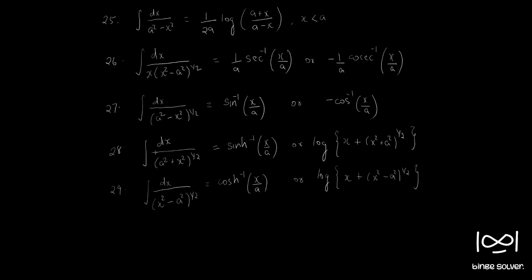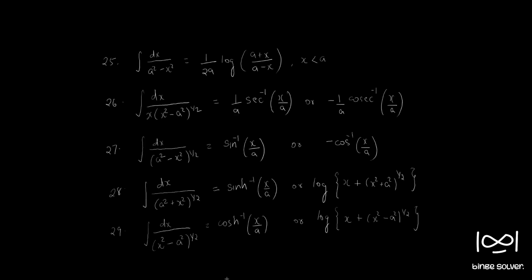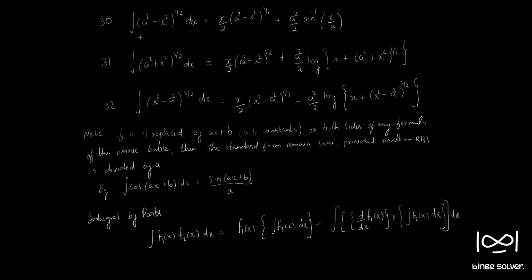And for the formula for the next one, we will use root of a square minus x square. The integral of root of a square minus x square dx is equal to x by 2 into root of a square minus x square plus a square by 2 into sine inverse x by a. So this is the standard formula. You can easily derive it. If you remember such standard formulas, that will come handy to solve questions in exams.